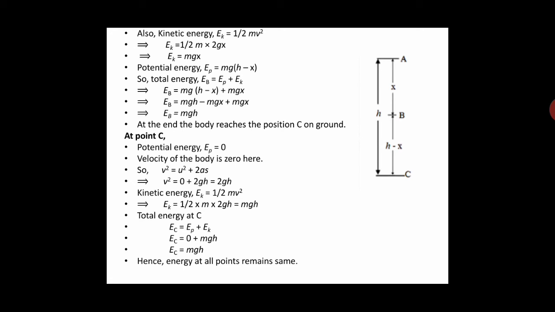The kinetic energy is half m v squared. Putting v squared equals 2gh, we get mgh. So the energy at C is also the same as at points A and B, which proves that the total energy remains constant in an isolated system.